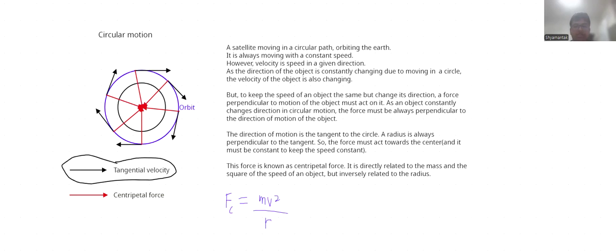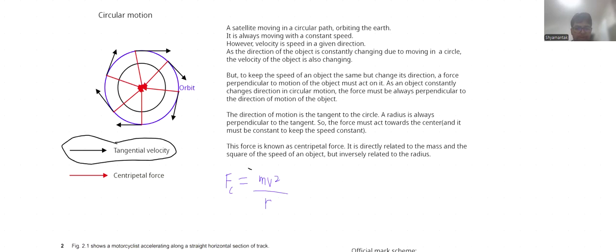This force is known as a centripetal force and follows the formula Fc equals mv square by r, where m is the mass of the object, v is the speed of the object, because velocity is changing direction. If we made it a vector equation, it would have been like this. And so it's mv square divided by r, where r is the radius.